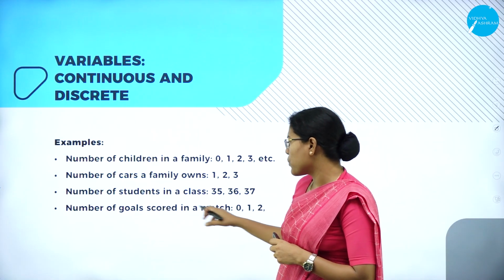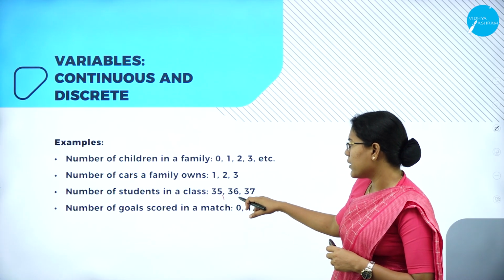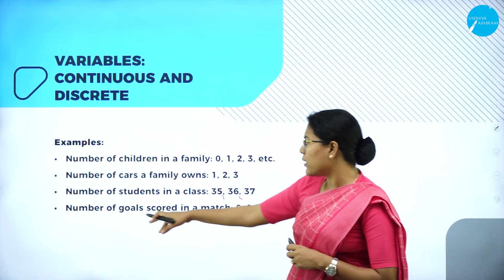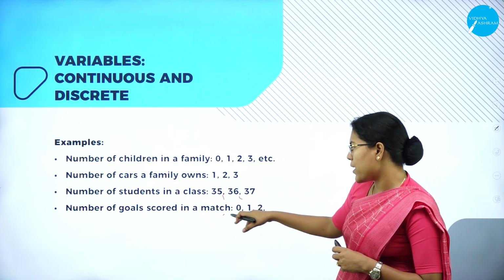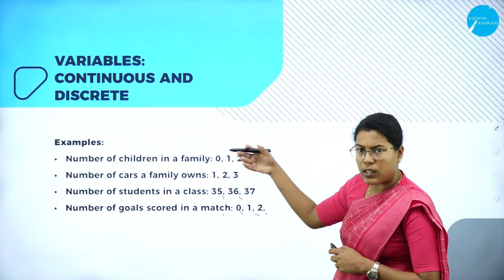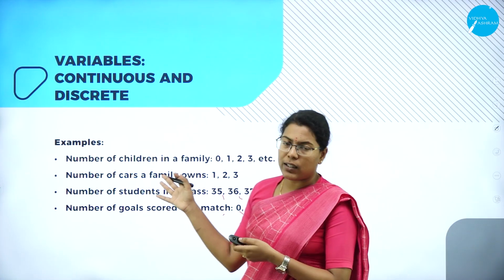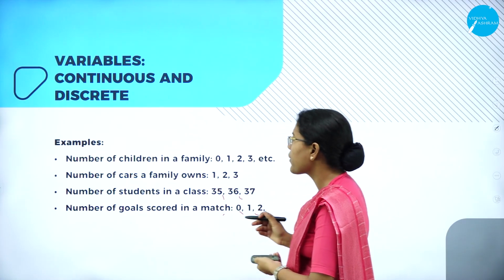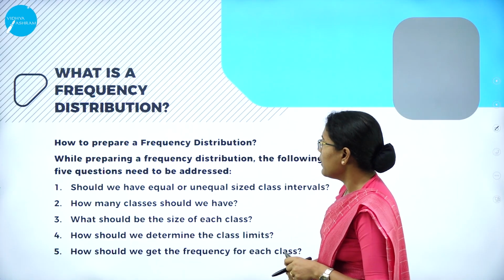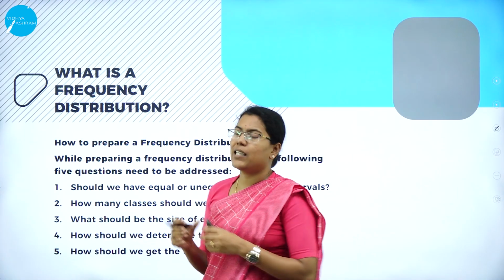So next, number of students in a class, either 35, 36, 37 like that. Number of goals scored in a match can be 0, 1, 2, 3, 4 like that. So this was all about variables, continuous and discrete variables. Moving forward, what is a frequency distribution?